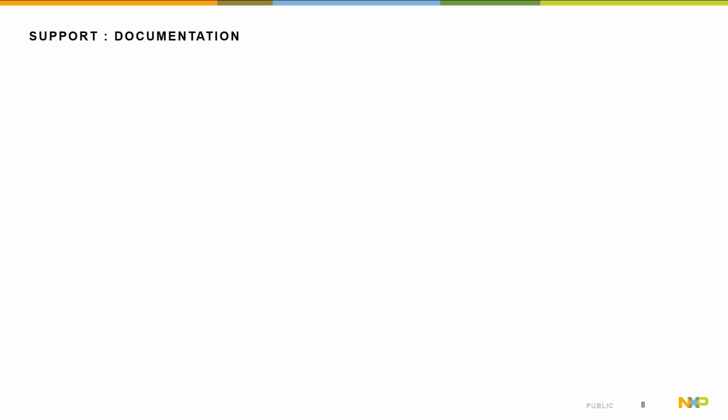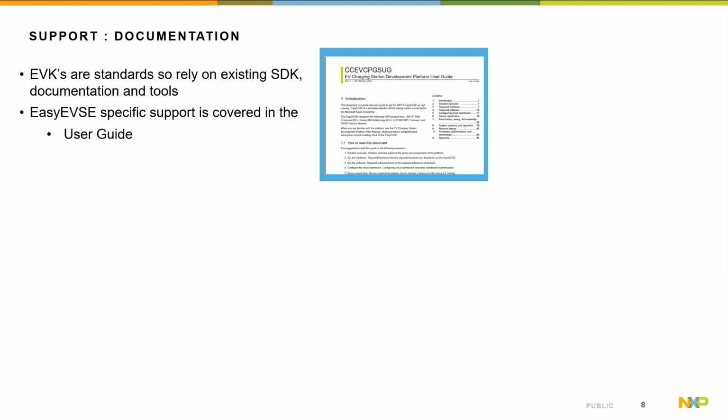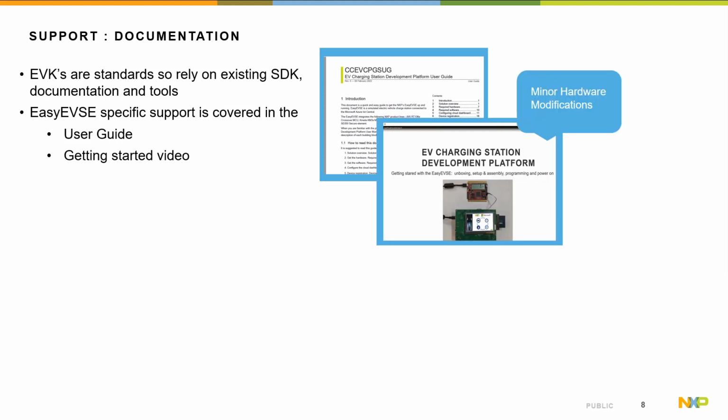Okay, so from a support and documentation perspective, the evaluation kits that we shared are standard. So we would normally rely on the existing SDK documentation and tools. But for the EasyEVSE specific support, we've covered that in a number of key documents. The first one is the user guide. That user guide has been taken as the source for a getting started video, which will take you through the key steps, including some of the minor hardware modifications, how to get the software, how to install it, how to connect, but that's done in a video in a nice, clean, easy way to follow.